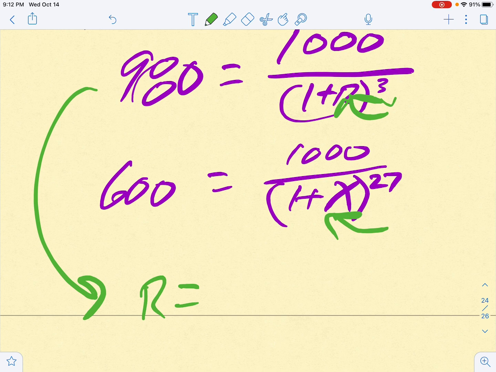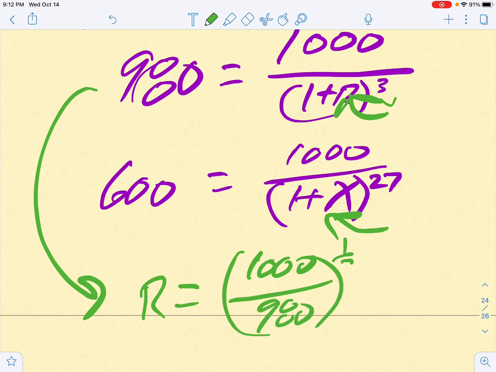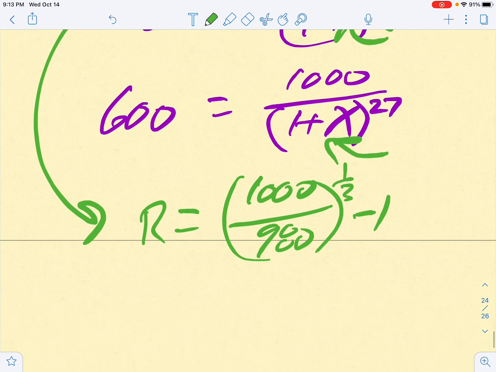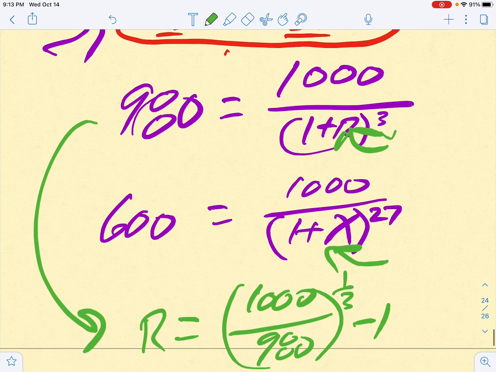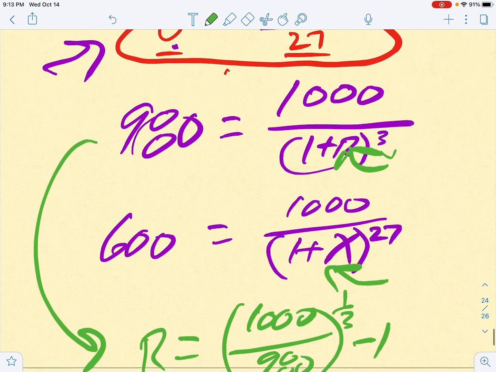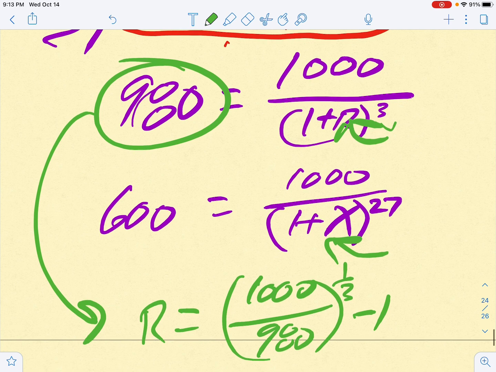All right, so you can solve for R, and R is going to end up being 1,000 divided by 980, cube root, minus 1. And you'll recognize that as the formula for a geometric mean periodic return: the nth root of the price relative, less 1, okay? And then if we were to calculate the yield to maturity for this zero coupon bond, okay?